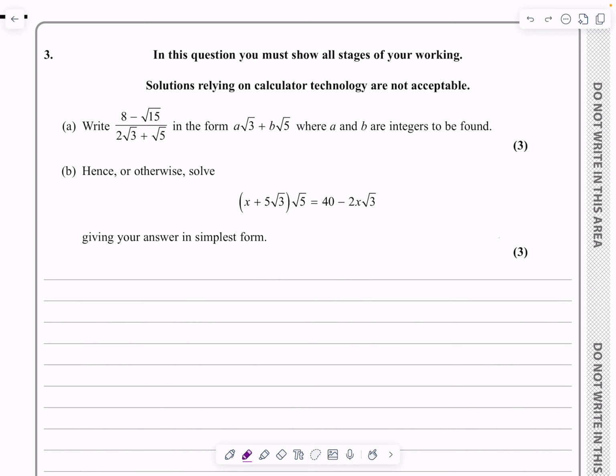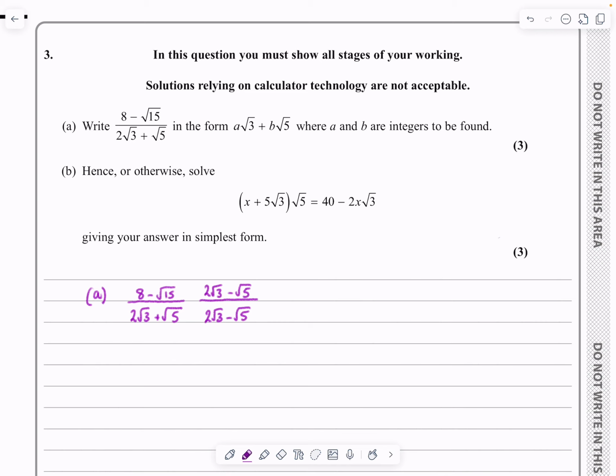Let's make a start on part A, and part A says that we have this fraction, so 8 minus root 15 all over 2 root 3 plus root 5. They've asked for it in this format here, but basically what they're saying is to rationalise the denominator, which means to get rid of the surds on the bottom here, and the way that I'm going to do that, I'm going to times by 2 root 3 minus root 5 down there, and obviously I'm hoping you've done lots of practice of this. You have to multiply by 2 root 3 minus root 5 over 2 root 3 minus root 5.